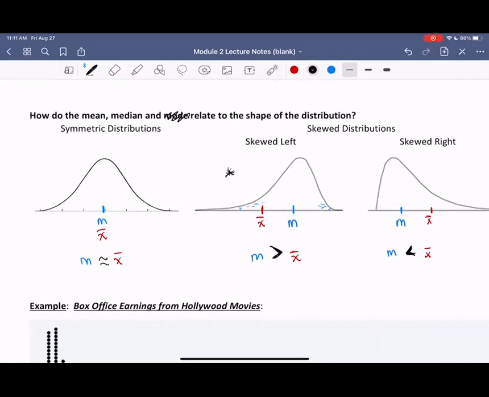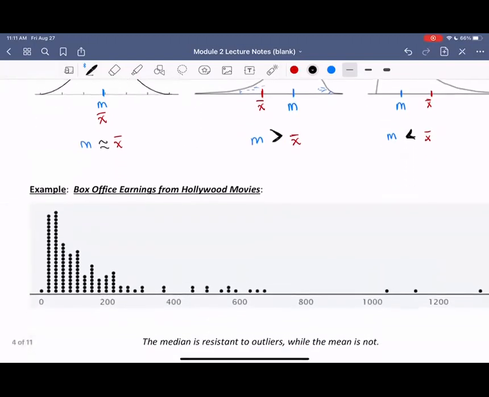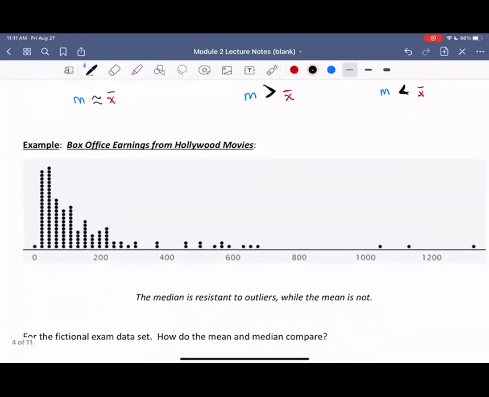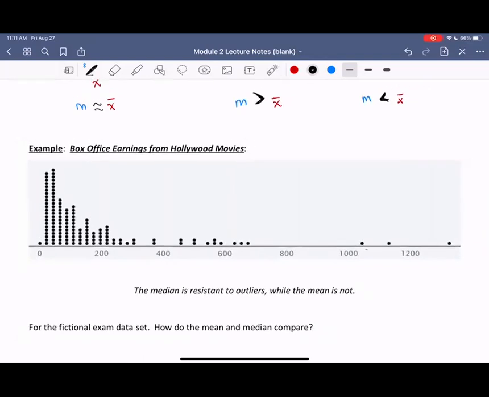So let's look at an example where we can compare the median and mean of some actual data. In this example, we have a dot plot of box office earnings from Hollywood movies. So first of all, is this data skewed left, skewed right, or symmetric? Well, we see that the tail or the outliers are here on the right. So this data is skewed right.